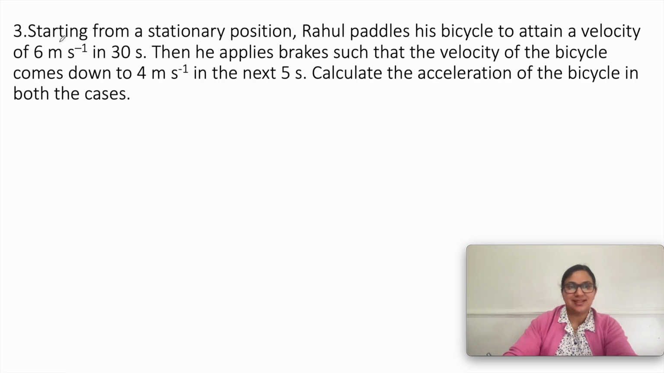Question number 3 is, starting from a stationary position, Rahul pedals his bicycle to attain a velocity of 6 meter per second in 30 seconds. Then he applies brakes such that the velocity of the bicycle comes down to 4 meter per second in the next 5 seconds. Calculate the acceleration of the bicycle in both the cases. We have two situations here. One is he starting from its stationary position. Then the second is he applied brakes. So in both cases, we need to calculate the acceleration.